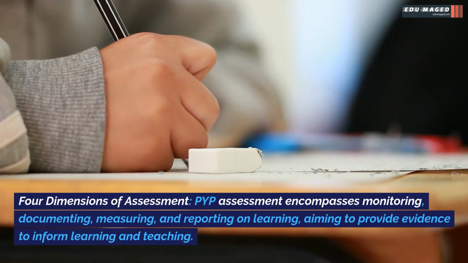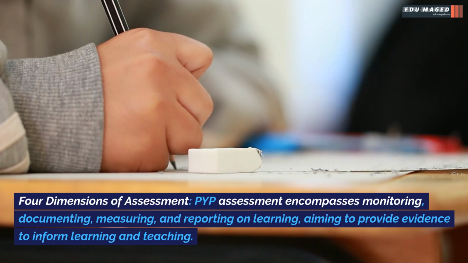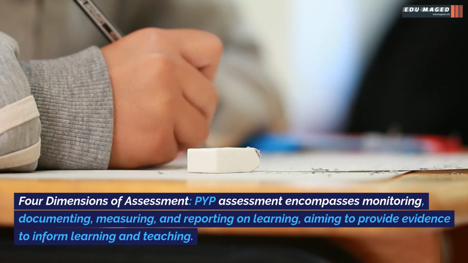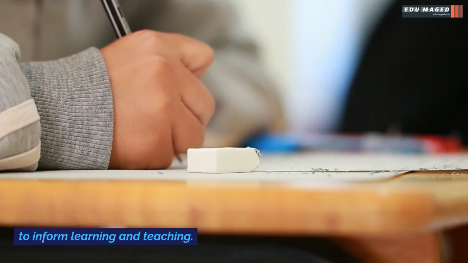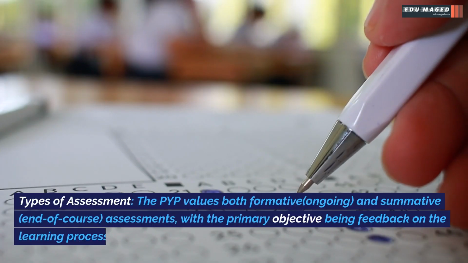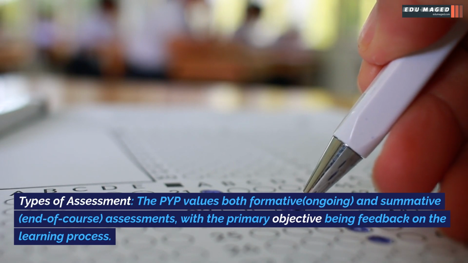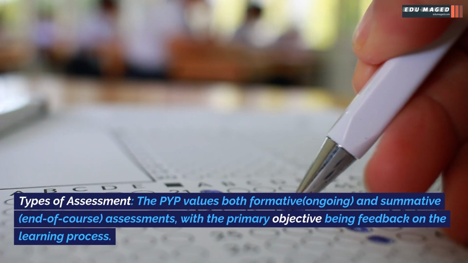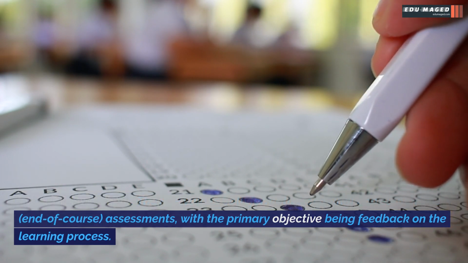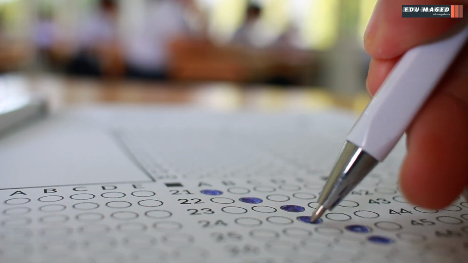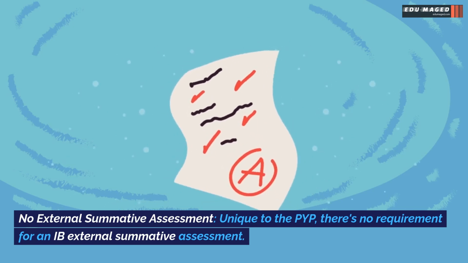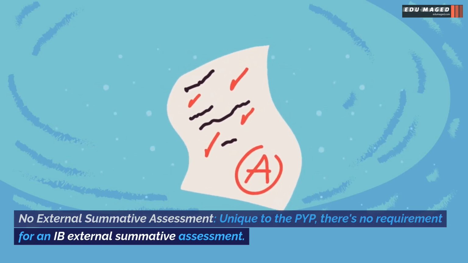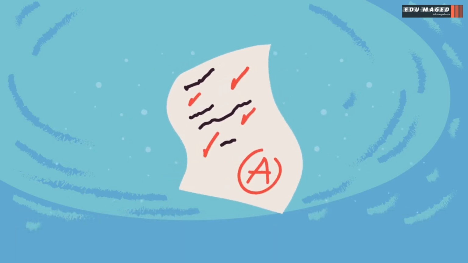4 dimensions of assessment. PYP assessment encompasses monitoring, documenting, measuring, and reporting on learning, aiming to provide evidence to inform learning and teaching. Types of assessment. The PYP values both formative, ongoing, and summative end-of-course assessments, with the primary objective being feedback on the learning process. No external summative assessment. Unique to the PYP, there is no requirement for an IB external summative assessment.